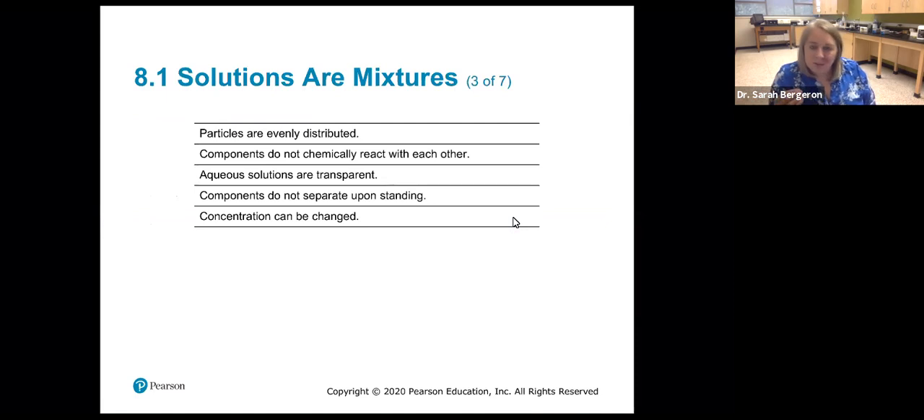So those are kind of all the things that are really important. You have particles that are very evenly distributed, so it's homogeneous, that's what we say. The components do not chemically react with one another. If you put salt in water, you still have salt water. If you put sugar in water, you still have sugar water.